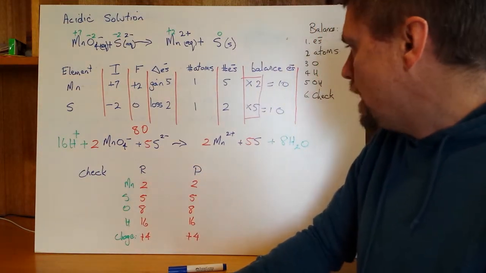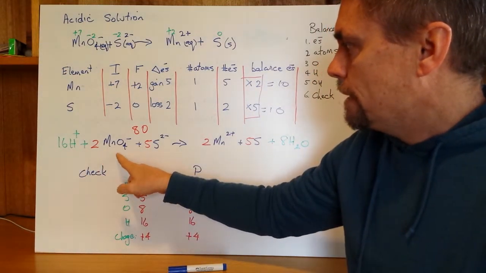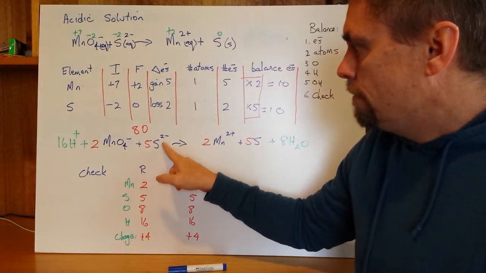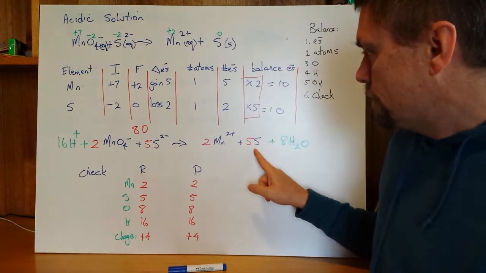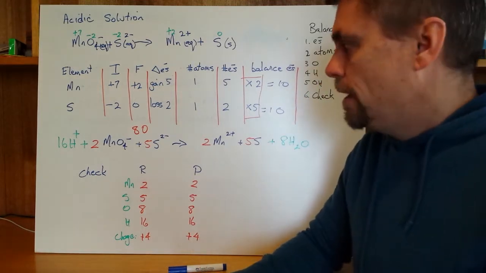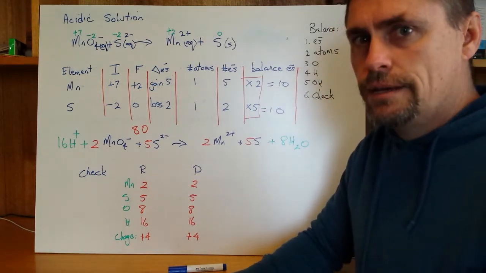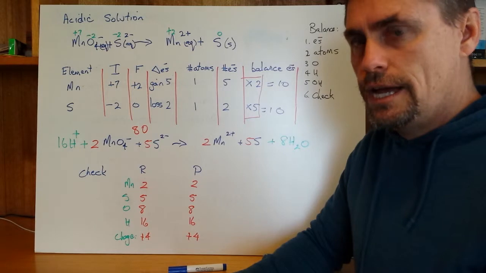So our final reaction is 16 hydrogen ions plus 2 lots of permanganate plus 5 lots of sulfide ions gives us 2 manganese 2+ plus 5 sulfur atoms plus 8 water. Let's check if we got it right. And we do that both in terms of conservation of atoms or mass and in conservation of charge.